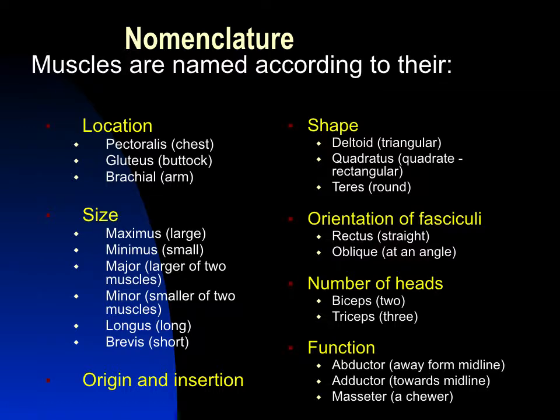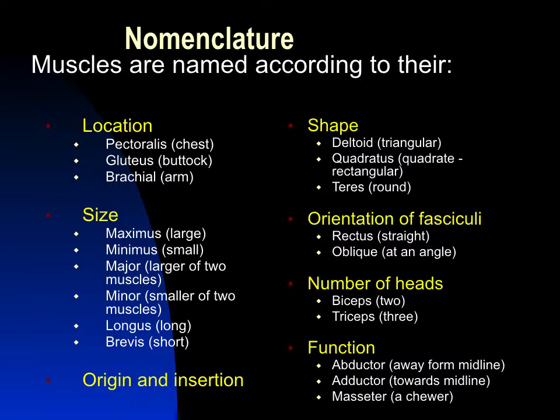Often the name of a muscle is just the names of the insertions. They get closer together, so it's worthwhile to name the muscle after the two parts that it's attached to. We sometimes name muscles by the shape of the muscle: deltoid, quadratus, teres. These are terms that refer to a triangle, a square, or a round. And so we have lots of muscles like that.